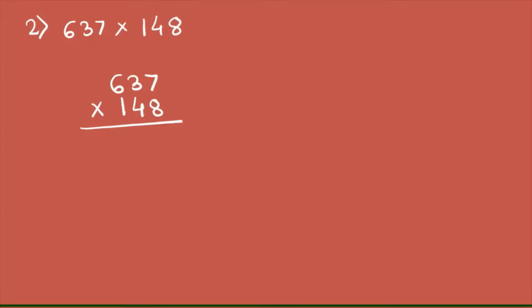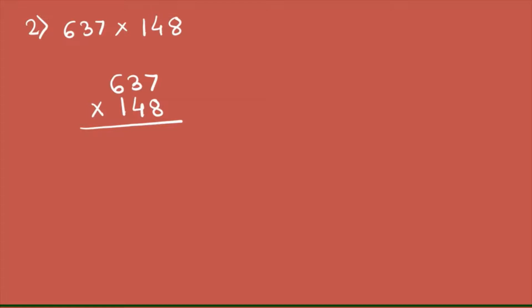Now we will start to multiply. First we will multiply 637 by 8. After that we will multiply by 40, because 4 is in tens place in 148. And after that we will multiply this 637 by 100, because 1 is in hundreds place in 148.